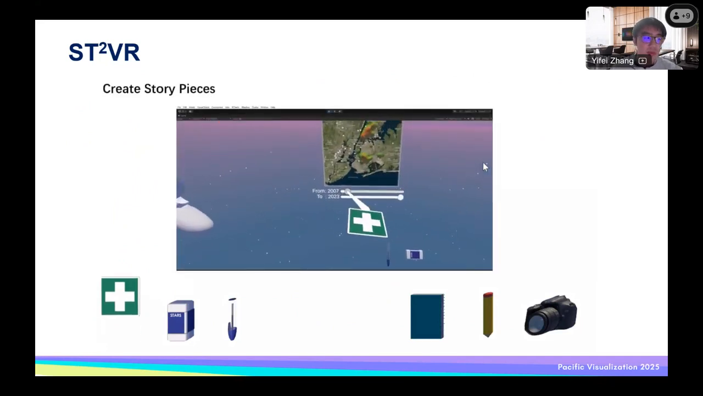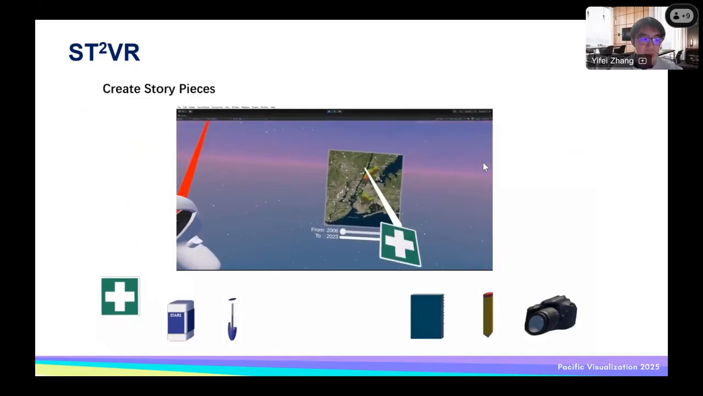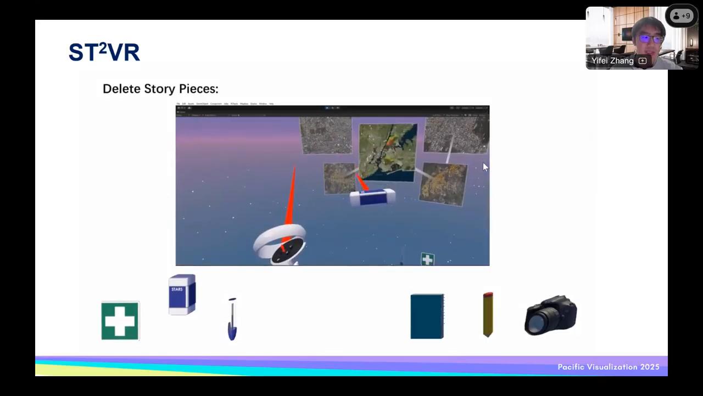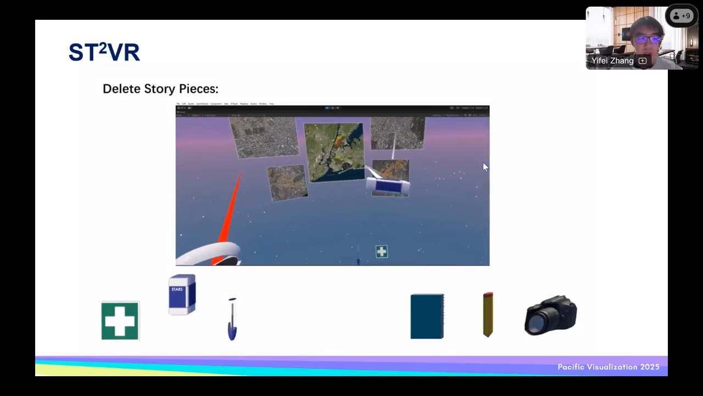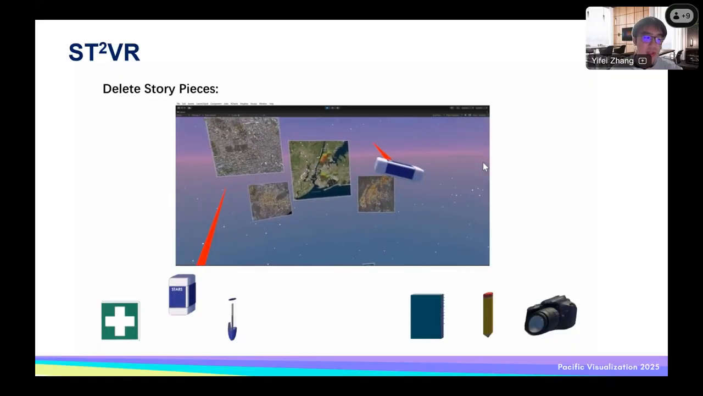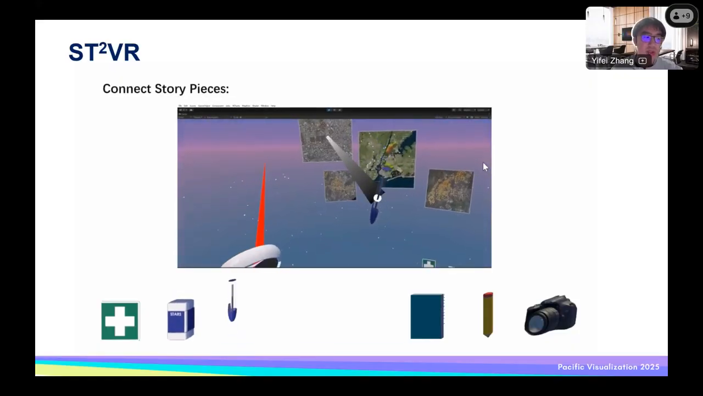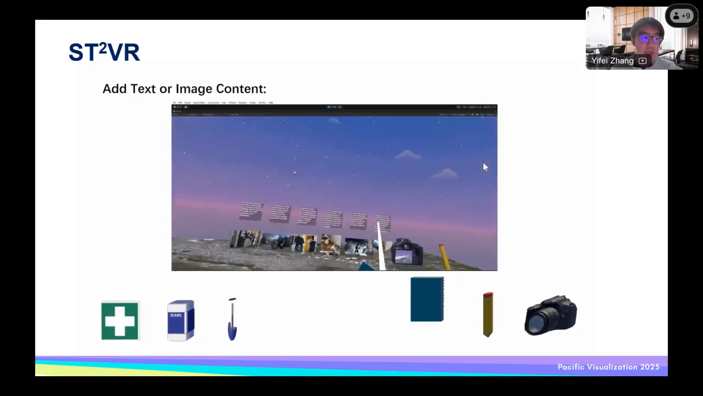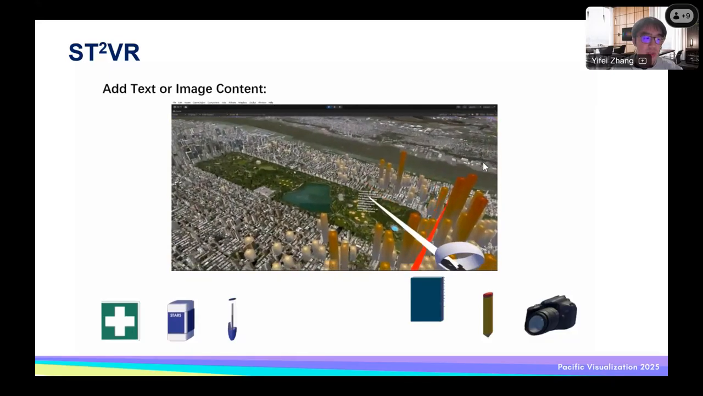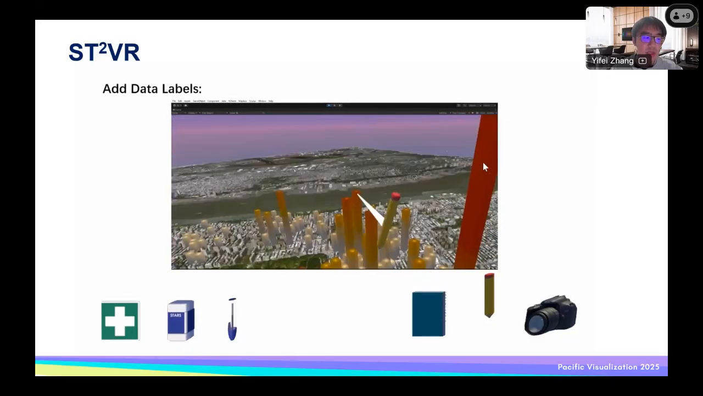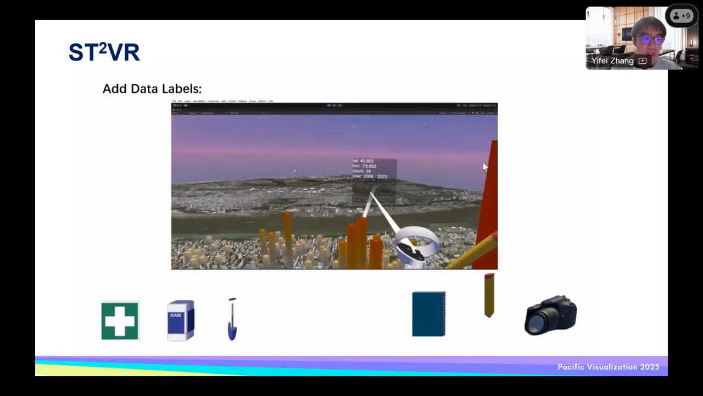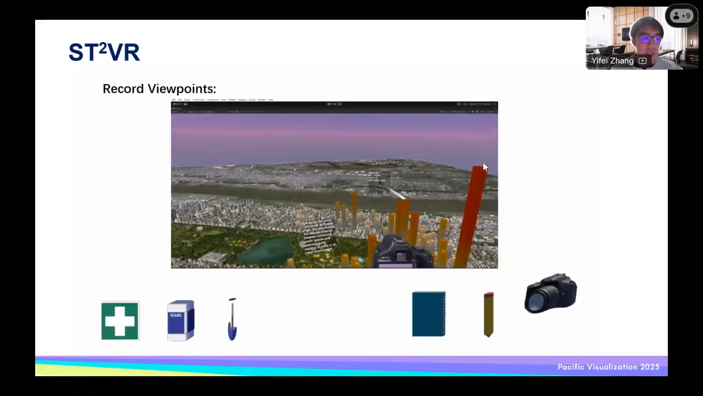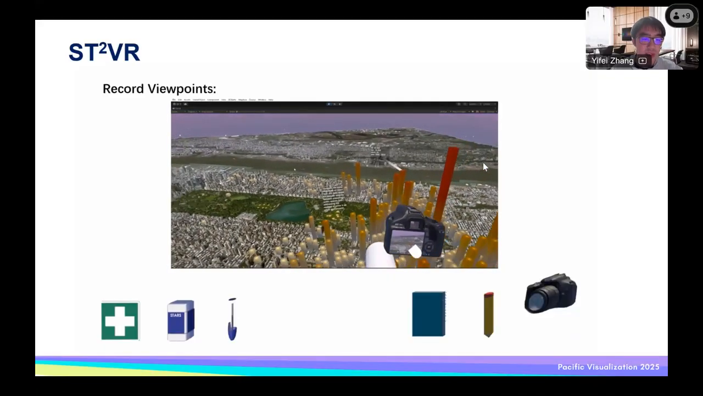The Plus tool allows authors to change the time and the attributes of story pieces and create new pieces by selecting existing ones. The eraser tool enables deletion of connections or entire story pieces. Authors can also establish connections between story pieces with the pen tool, and the notebook tool supports dragging and dropping the pre-prepared content into story pieces, while the pencil tool allows for adding and adjusting data labels. The camera tool records viewpoints, capturing spatial temporal data and any added content.